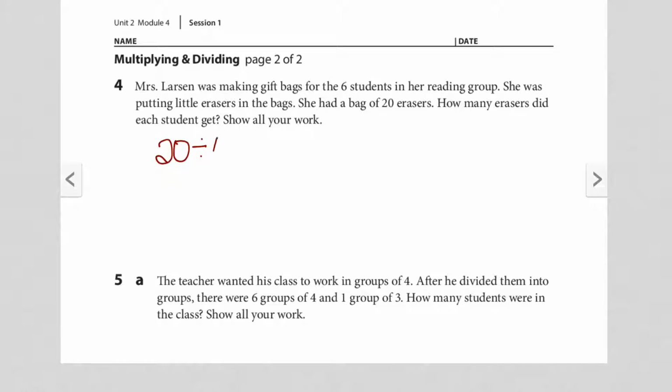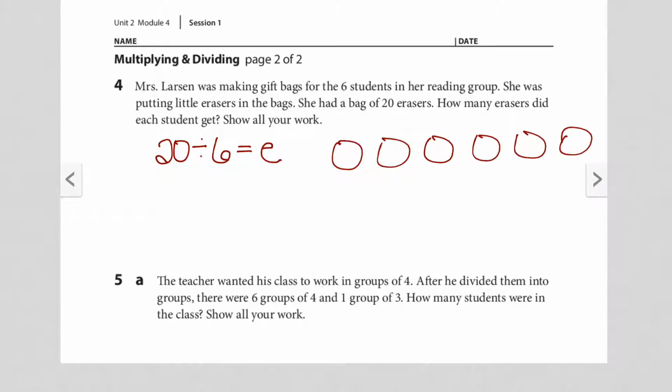We're going to set this up as a division problem. 20 is my total, divided by 6 students, and I'm going to put the letter E for erasers as my answer. If I were to draw a picture of this, I would draw 6. Then I would ask myself, what could I put into each of these circles? You could do it 1 by 1 and keep adding up until you get close to 20. But I'm going to think to myself, if I did 1 times 6, it would be 6. 2 times 6 would be 12. 3 times 6 equals 18. And then beyond that, I would be too far.